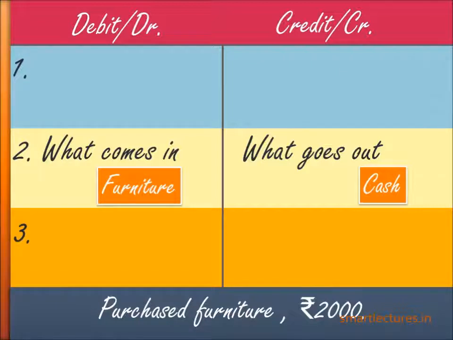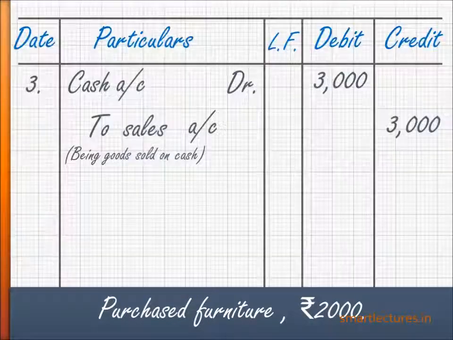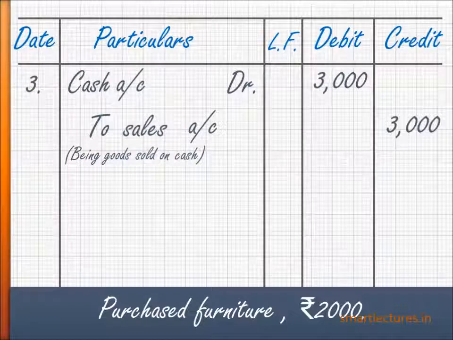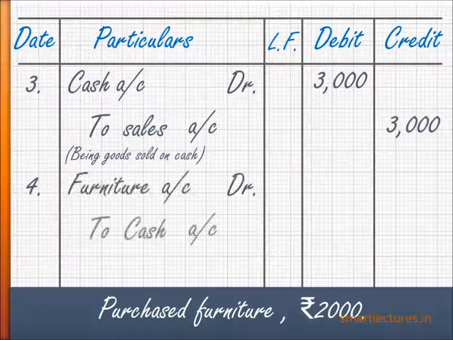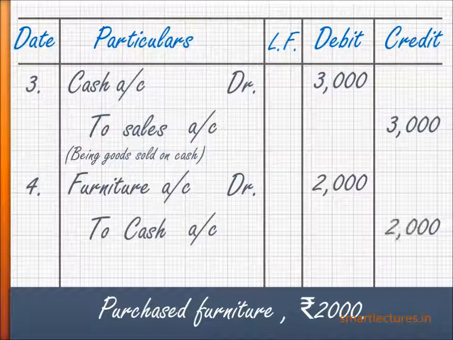Use the suffix of account on both sides, and on the credit side, for cash account, write down 'to' as a prefix. So on the debit side, furniture account, on the credit side, to cash account. Come to the format of the journal entry. The journal entry will be furniture account debit to cash account rupees 2,000.